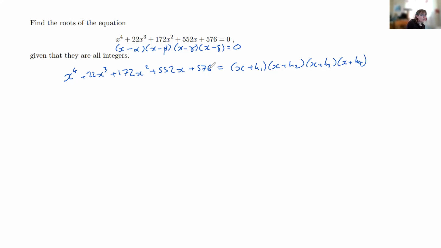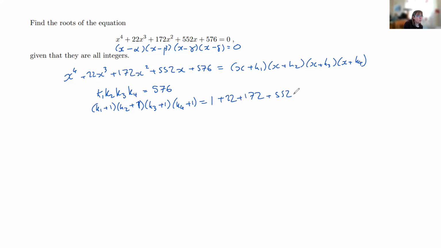Thinking about the equations that we had in the previous parts, that means that k1 times k2 times k3 times k4 is equal to 576. Then (k1 plus 1)(k2 plus 1)(k3 plus 1)(k4 plus 1) is going to be equal to 1 plus 22 plus 172 plus 552 plus 576. And if you add those up, you get 1323.